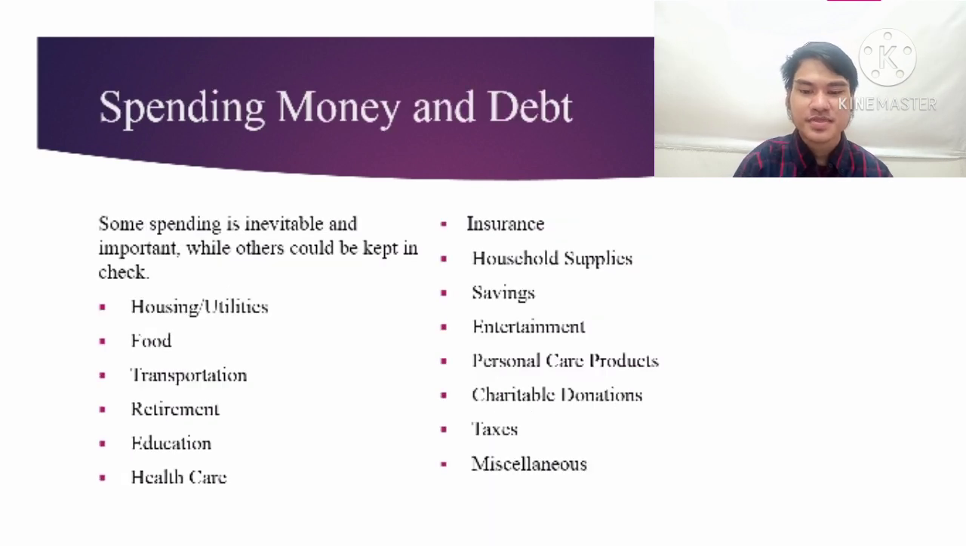Spending money and debt. Some spending is inevitable and important, while others could be kept in check. Housing or utilities, food, transportation, retirement, education, healthcare, insurance, household supplies, savings, entertainment, personal care products, charitable donation, tax, and miscellaneous.